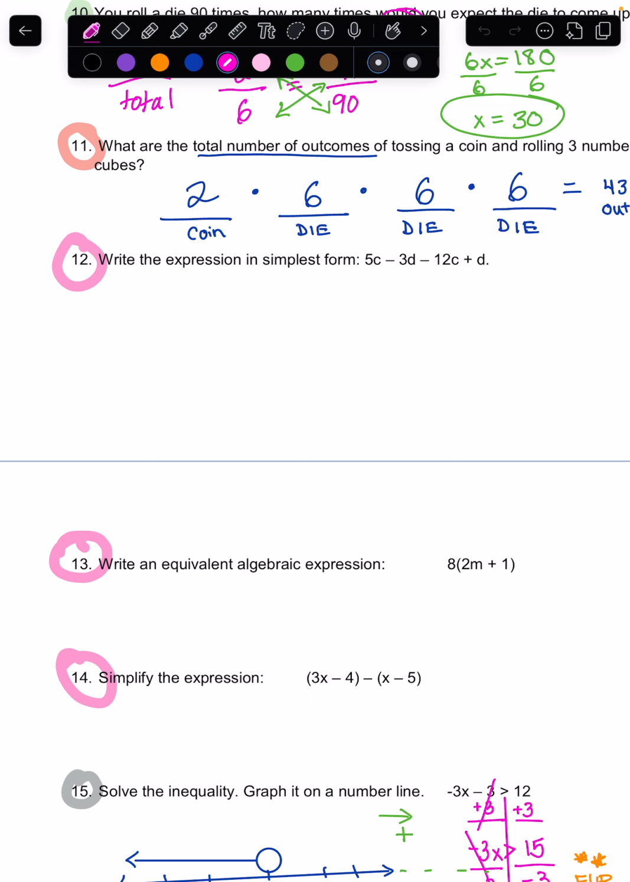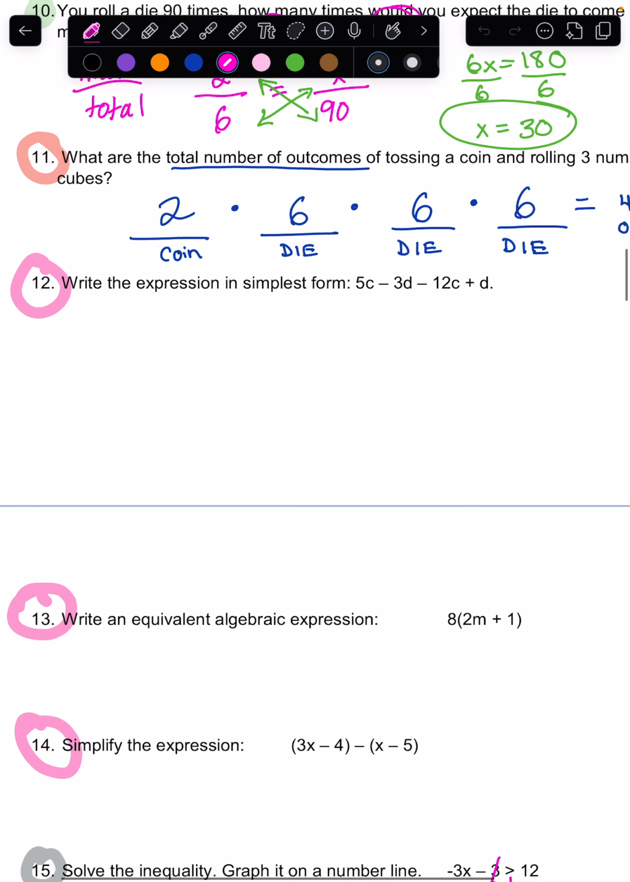So if you think of dancing cats making sandwiches, you're only doing the first part. You're distributing and you are combining your expression. So if we look at number 12, it says write the expression in simplest form. So you should be saying, okay, first looking for anything to distribute. There are no parentheses, so there's nothing for me to distribute. So now I'm going to look through and combine like terms.